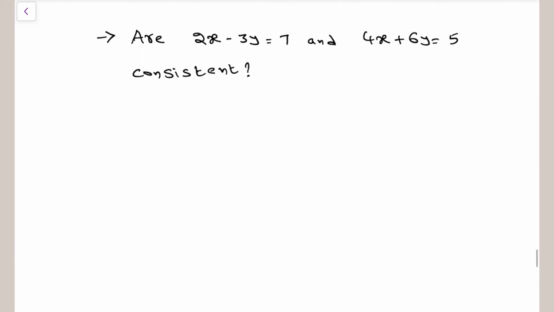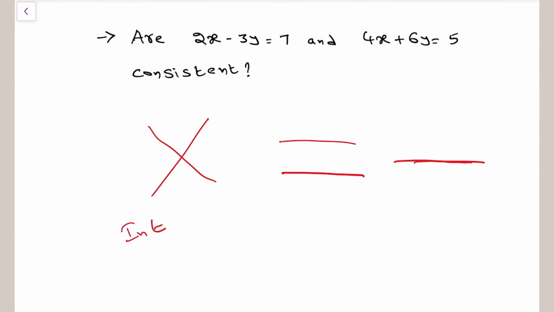Next, are 2x minus 3y equals 7 and 4x plus 6y equals 5 consistent or inconsistent? So whenever we draw the graphs of a pair of linear equations in two variables, there are three possibilities. Either the two graphs may touch each other at one point, they may not touch at all, or else one line will be lying on another line exactly. This first case is intersecting lines.